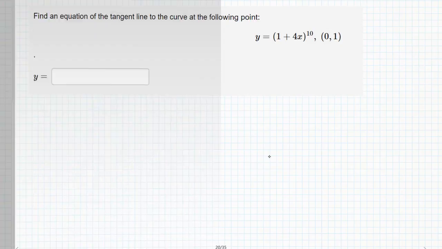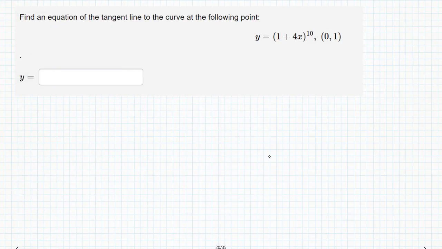So hopefully you're seeing a wide variety of derivative problems. We'll get to integrals in time. So if we want to find an equation of the tangent line to the curve at the following point, how do we actually go about doing this? Let's call this f of x.